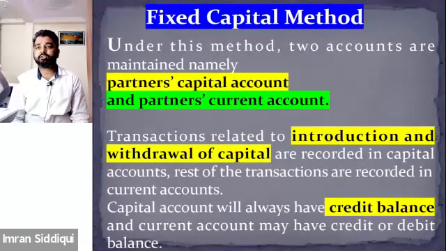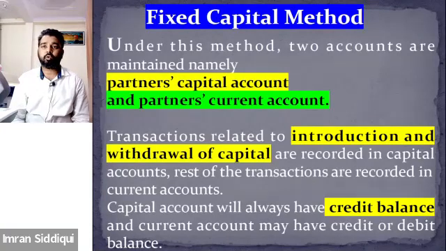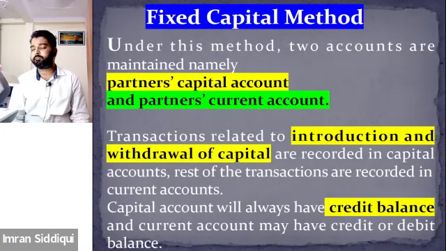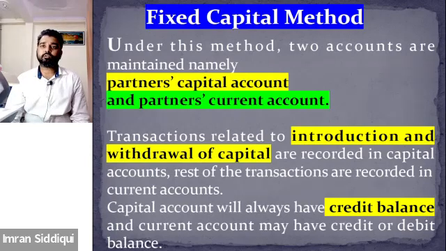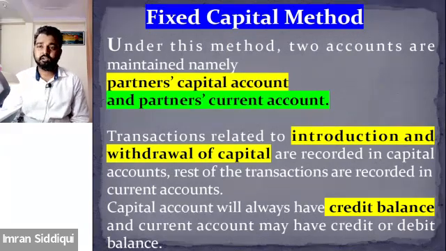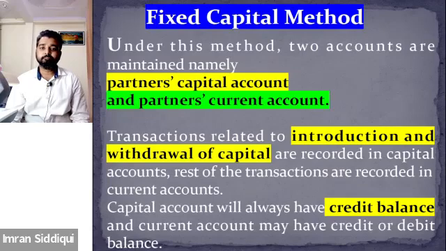Apart from the additional capital, we will record the drawings on the debit side if drawings have been made out of capital. All these transactions are only recorded in the capital account as per the fixed capital method. And for the other items, we prepare the partner's current account.